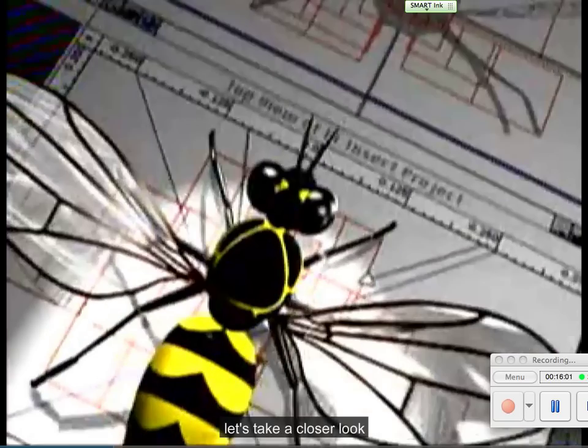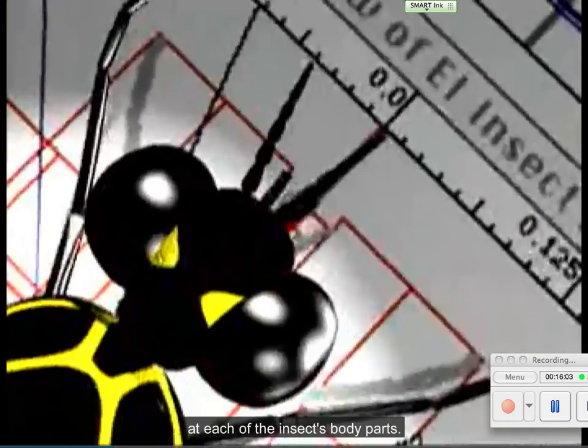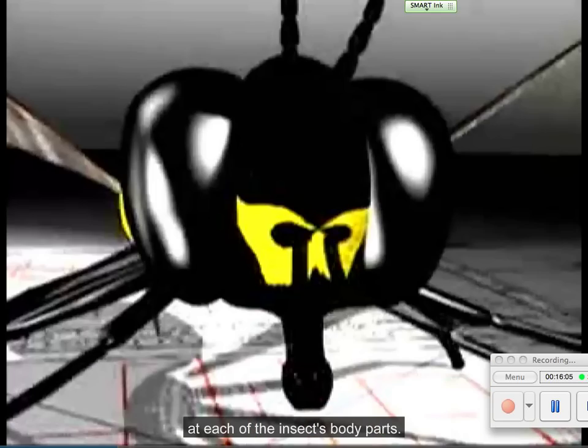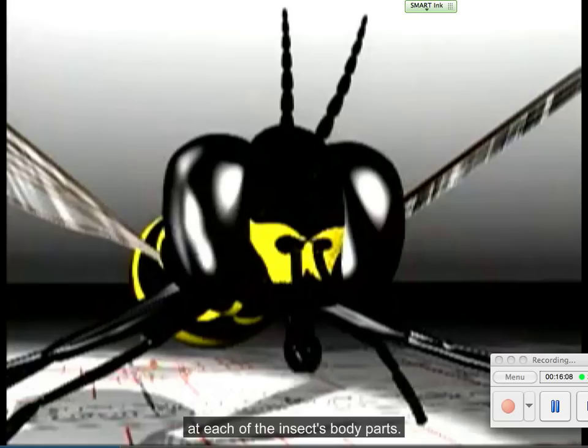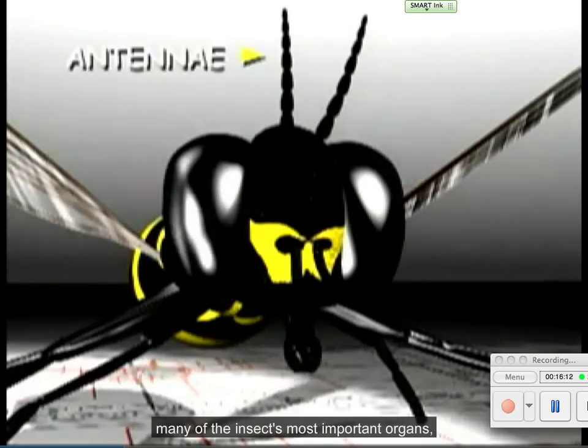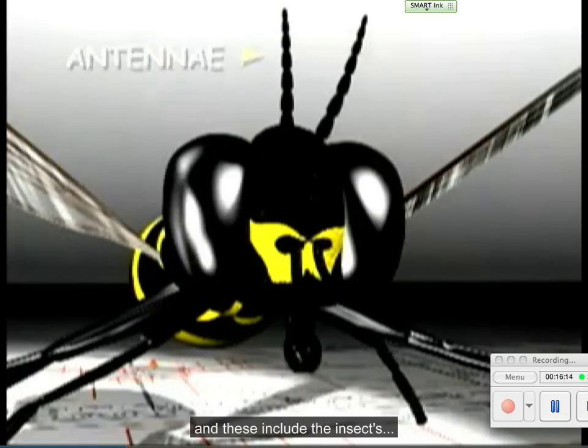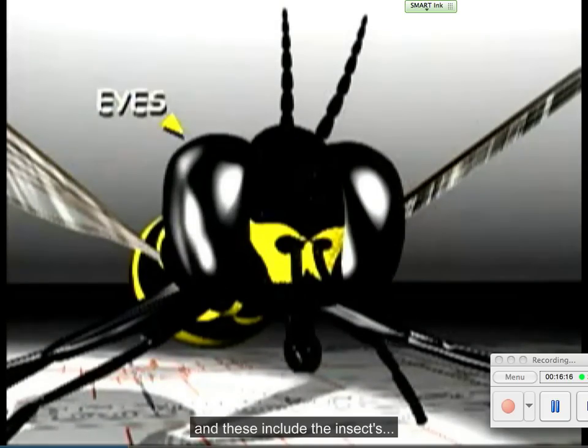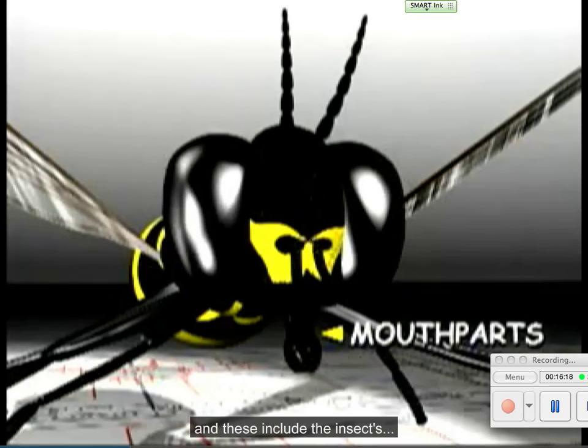Let's take a closer look at each of the insect's body parts. The head of an insect contains many of the insect's most important organs, and these include the insect's antennae, its eyes, and its mouth parts.